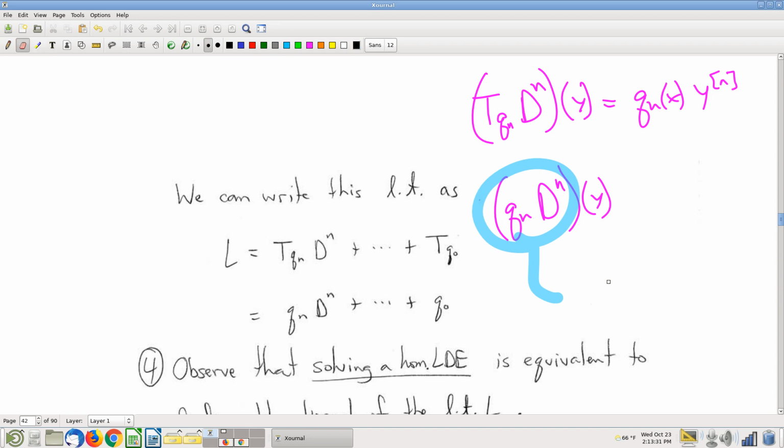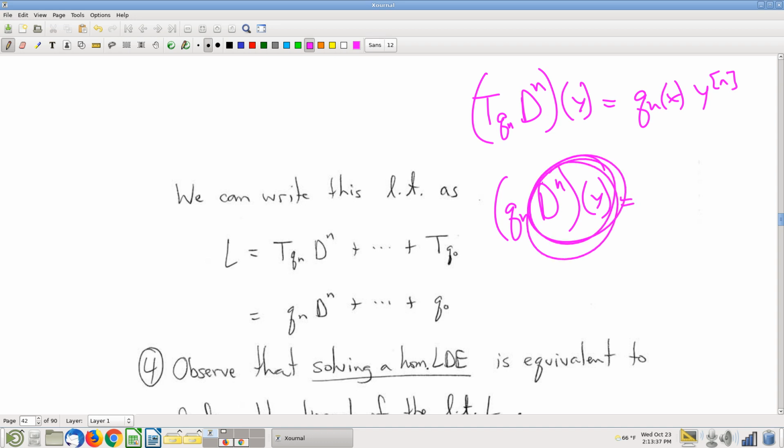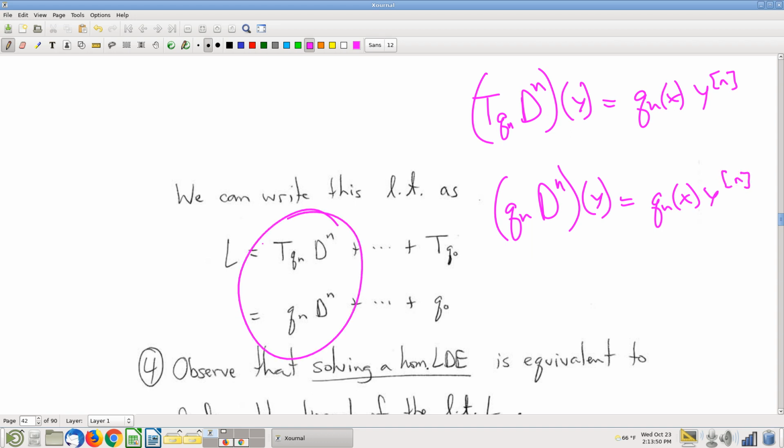Yeah, but look what would happen if I just do what seems reasonable. I guess I should take the nth derivative and then multiply by qn, and notice it gives me the exact same thing. So it just seems like a reasonable shorthand. We're going to use that as a shorthand going forward.